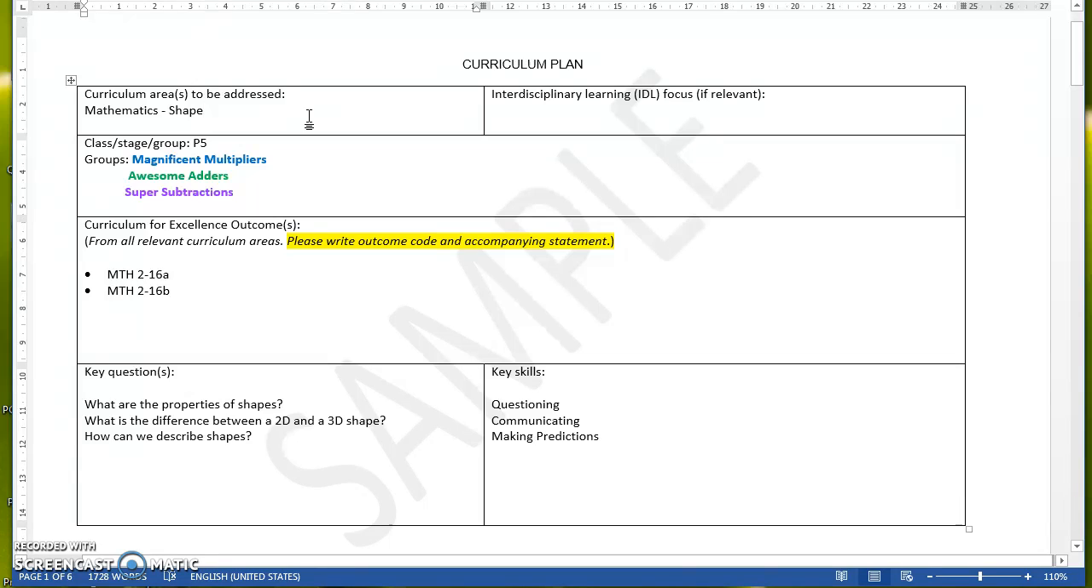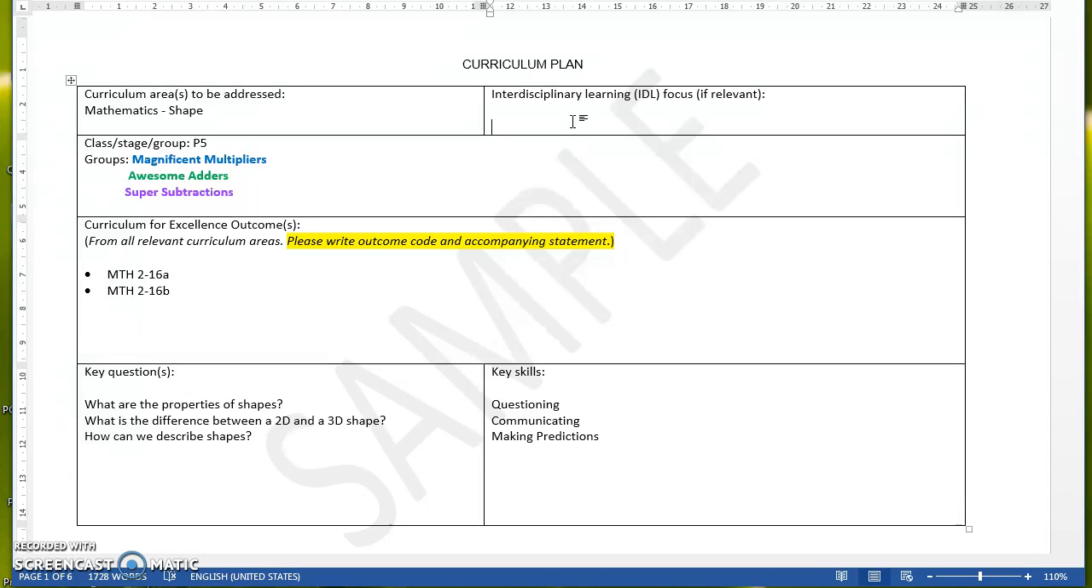If you look at this one, this is a curricular area, so we've looked at mathematics, but we're looking at shape. Over here, you might want to do an interdisciplinary learning project. So if you're doing that, look at the focus, the theme that you're doing. So it might be winter, for example, or it might be about shape, or it might be about the outdoors, that kind of thing. But make sure that you put that in there.